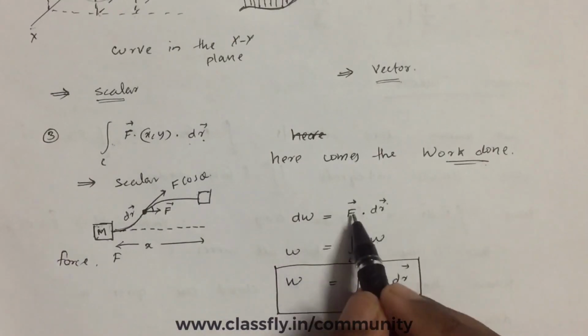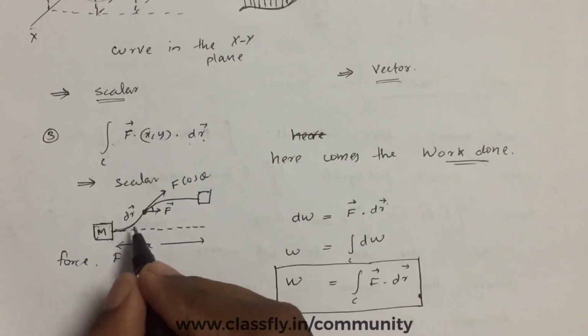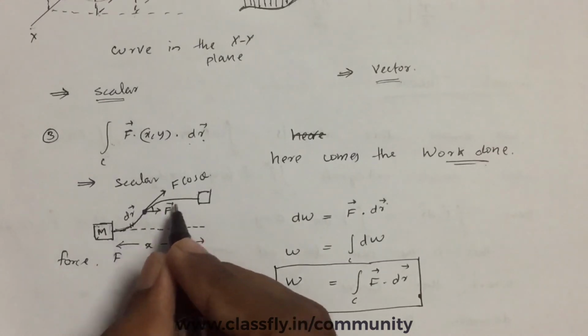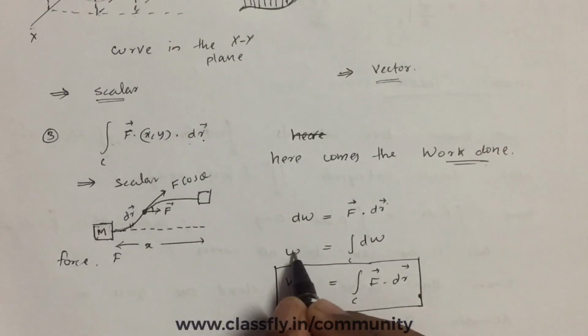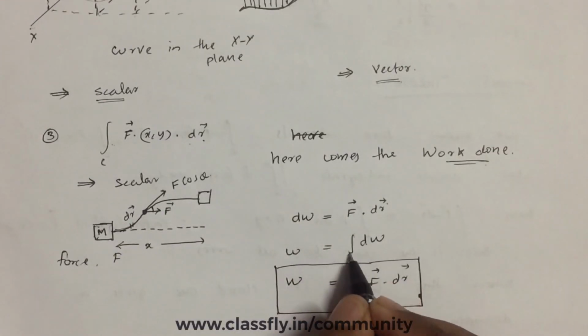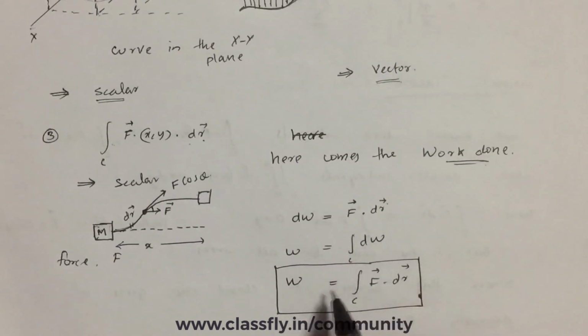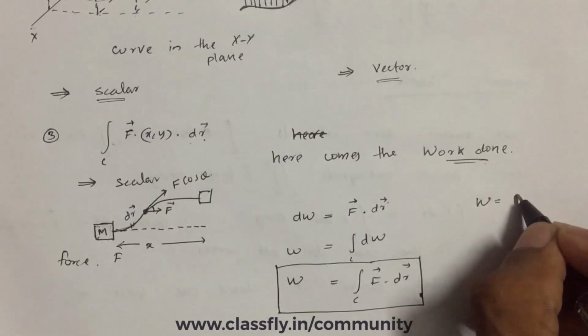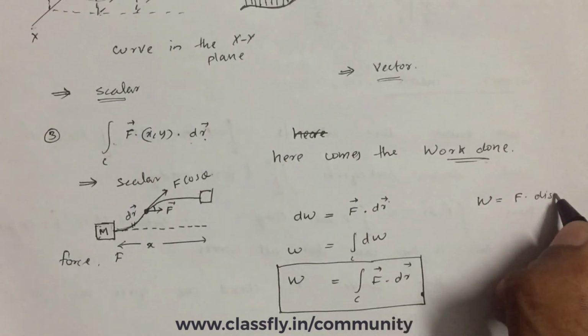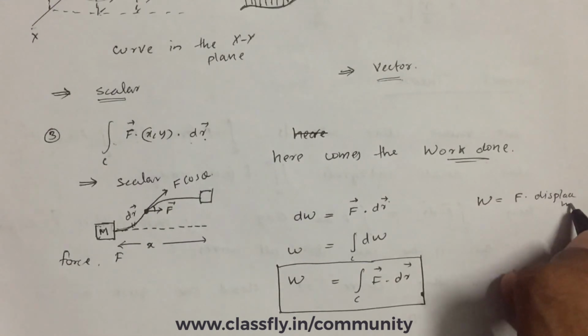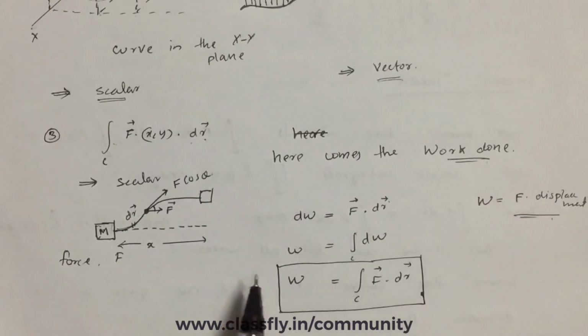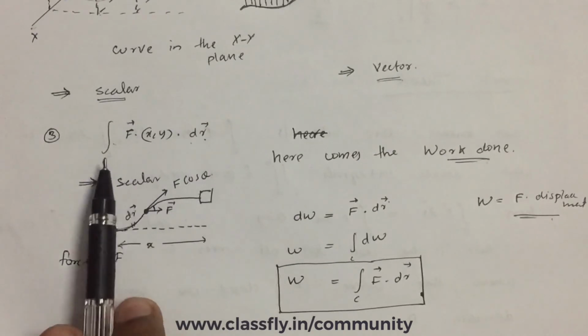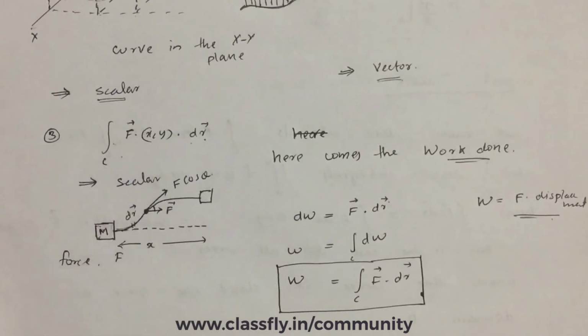So dW is F dot dr, where dr is the small segment of the curve, the distance. Then work done will be the integral over C of dW, which is the integral over C of F dot dr. In general, work done is equal to force times displacement. Okay, this is the work done explained by vector integration.